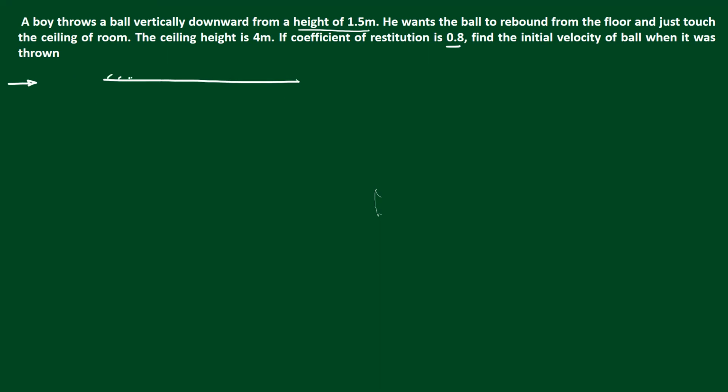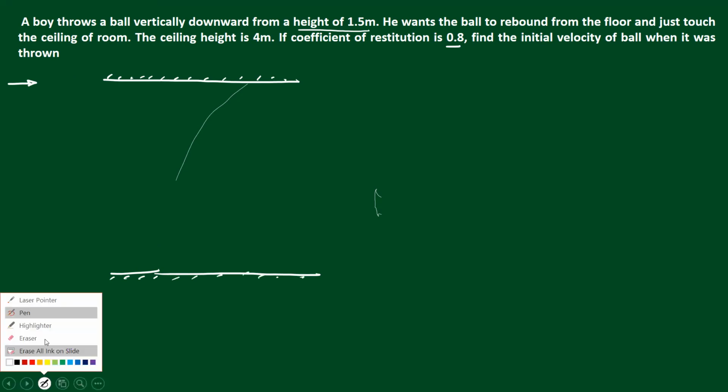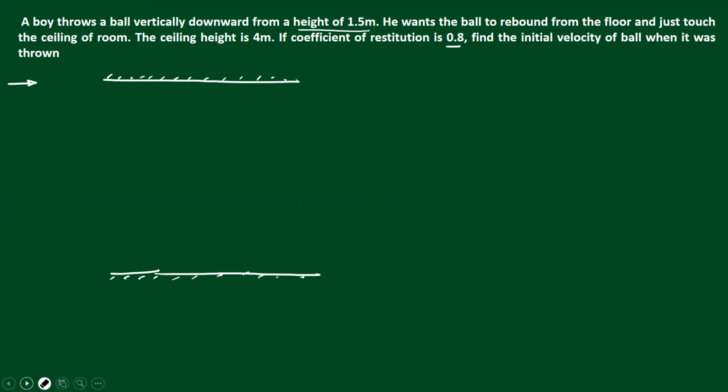Okay, consider this is the ceiling of a room and this is the floor or the ground. Now the condition given is a boy throws a ball with a certain initial velocity. So let us take this velocity as v, in the downward direction. The height from where the ball is thrown is given as 1.5 meter.